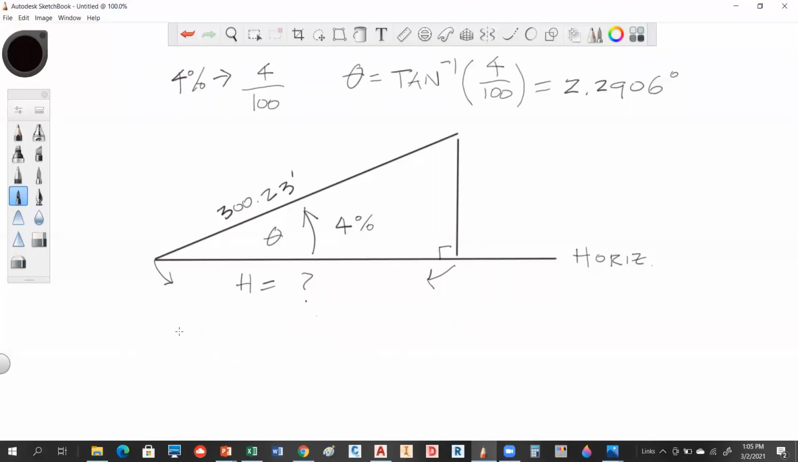All right, so my horizontal distance is going to be equal to my slope distance times the cosine of my theta angle, which is 2.2906 degrees. So if we took the cosine of that times 3, hold on a minute.